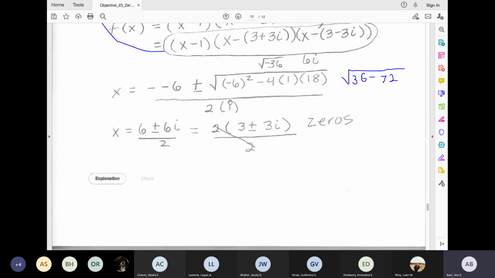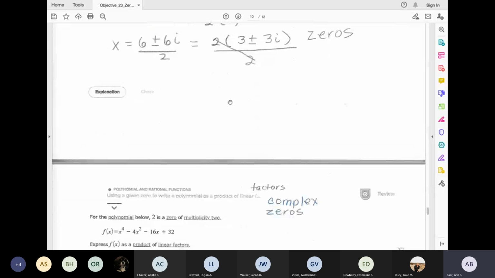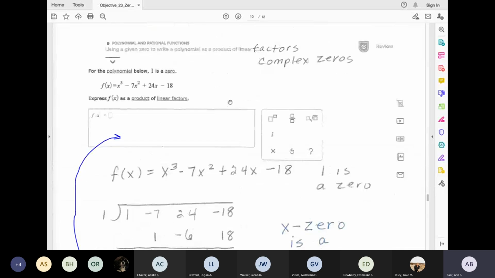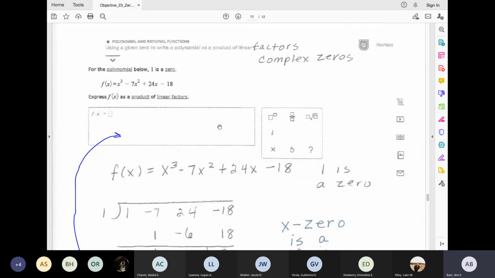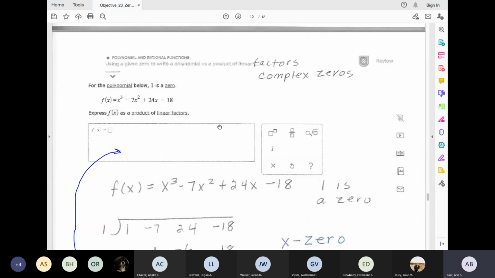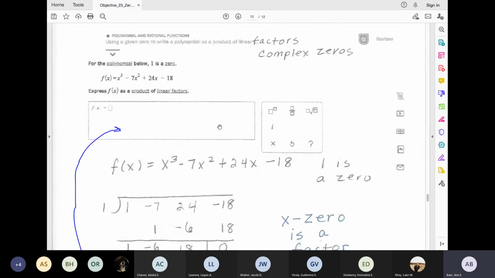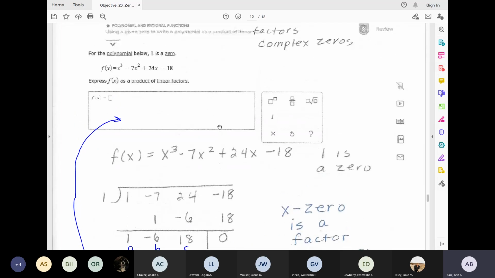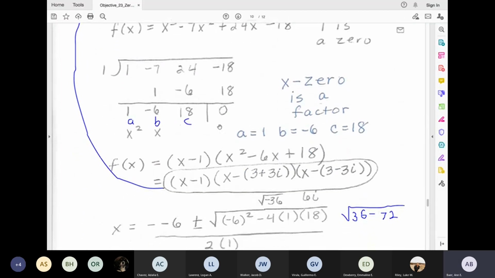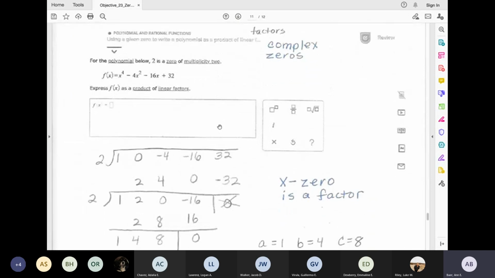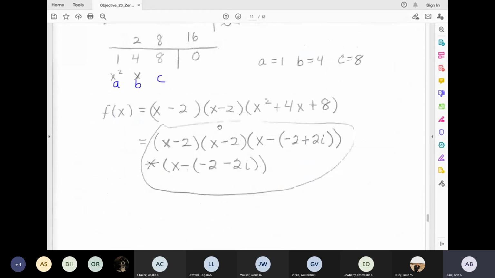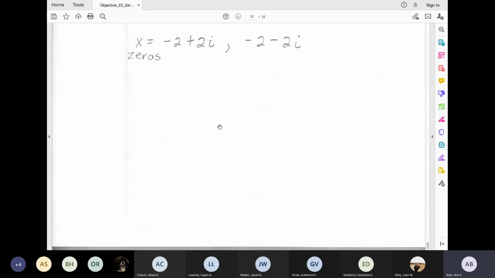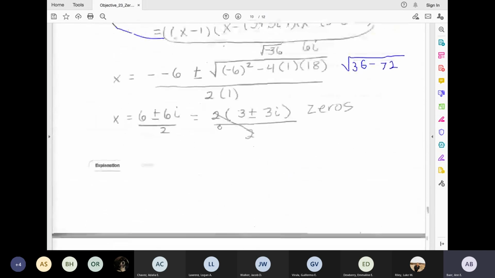So let's take a look at this one. Let me see what I want to do here. I've got a little bit of time left. So this one is use a given zero to write a polynomial as a product of linear factors. Yeah, that's a cubic. I think I want to do that one because I marked it up in the other class. Yeah, this one, I think we've done one like that. We've done those. So I think we're good on that one. So let's do this one.